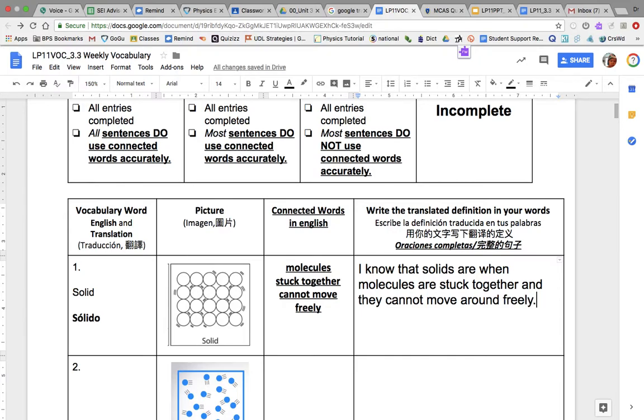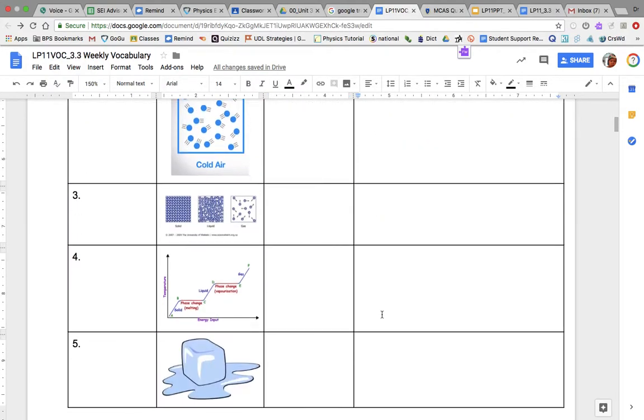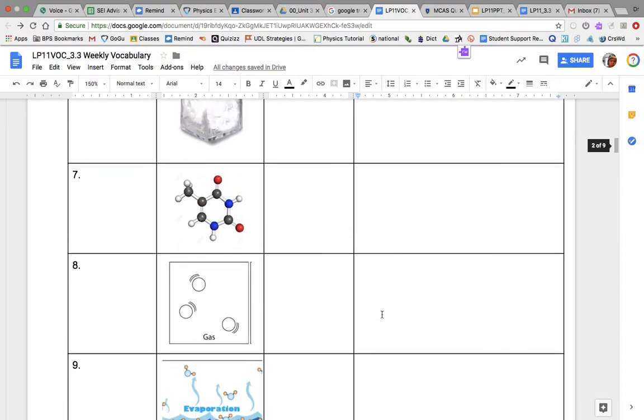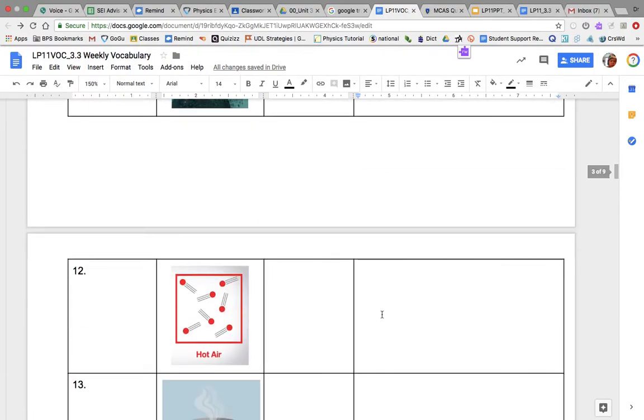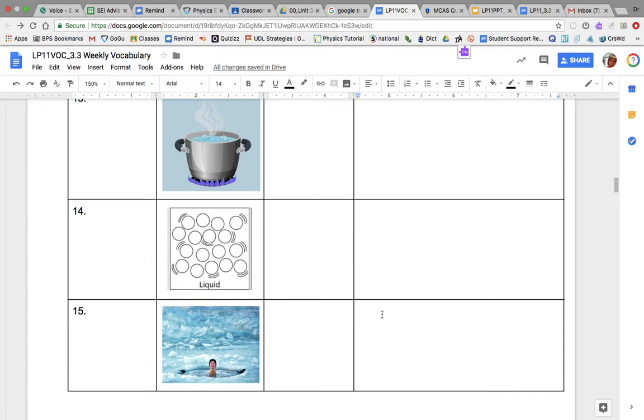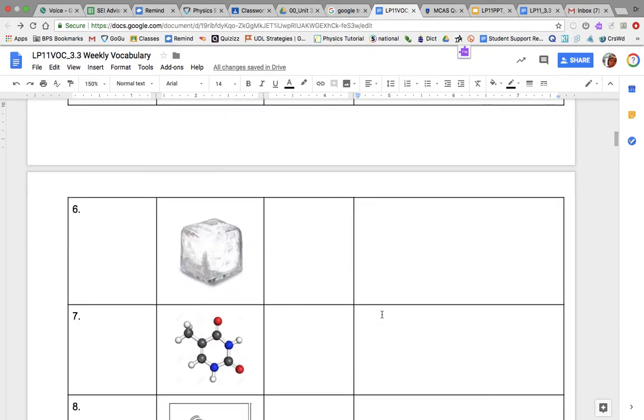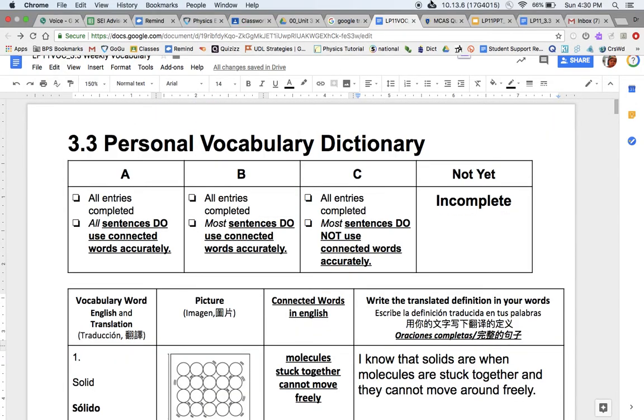What you are doing here is processing the information so your brain understands it. You are connecting the vocabulary word with the most important words that you should understand to really get an understanding of what that word means. Okay, and you're going to repeat that for 2, 3, 4, and so on up to 15, which is the last one. And when you're finished, you can submit that to me, Dr. Gomez.